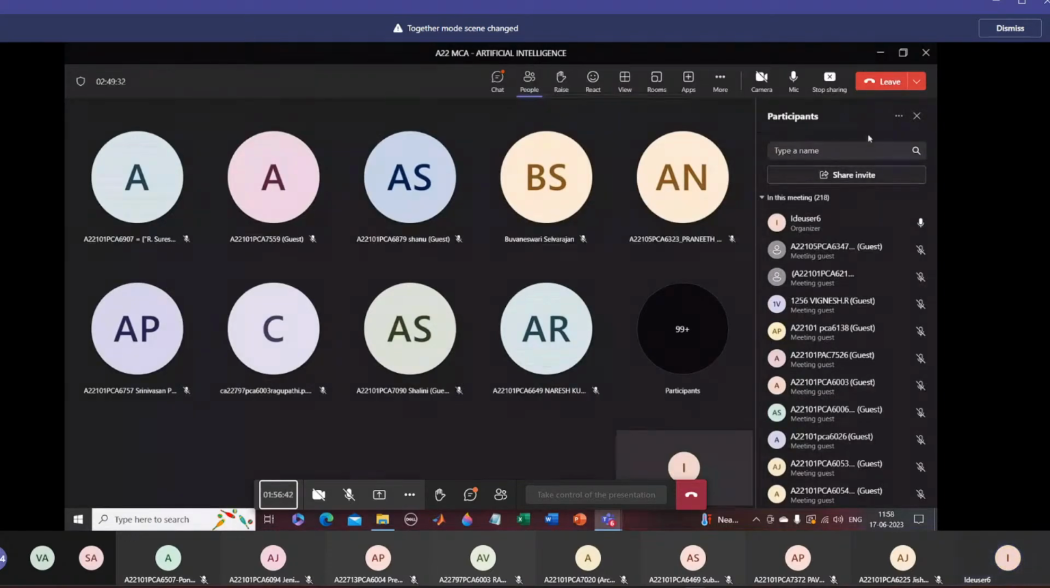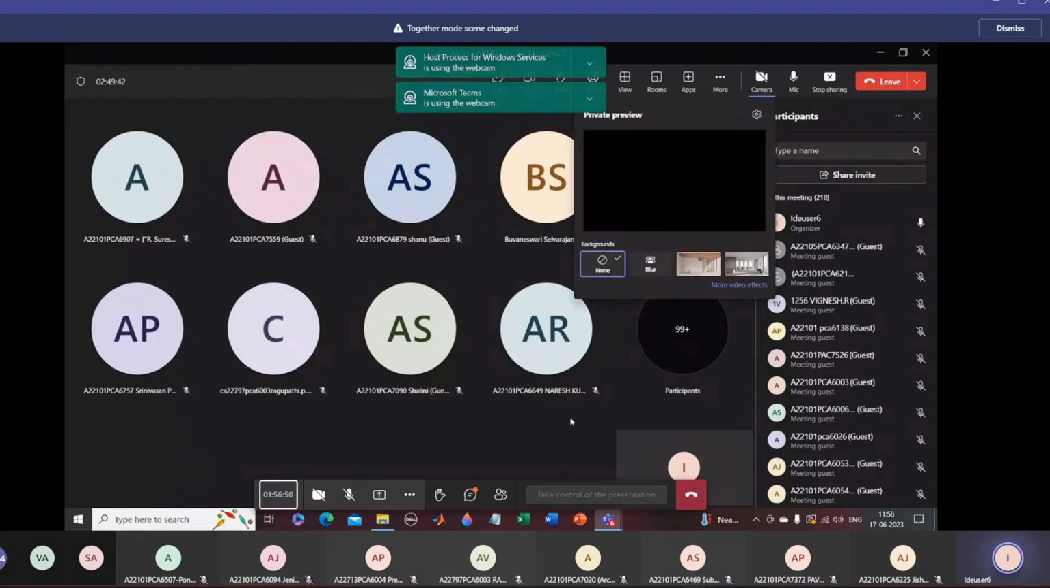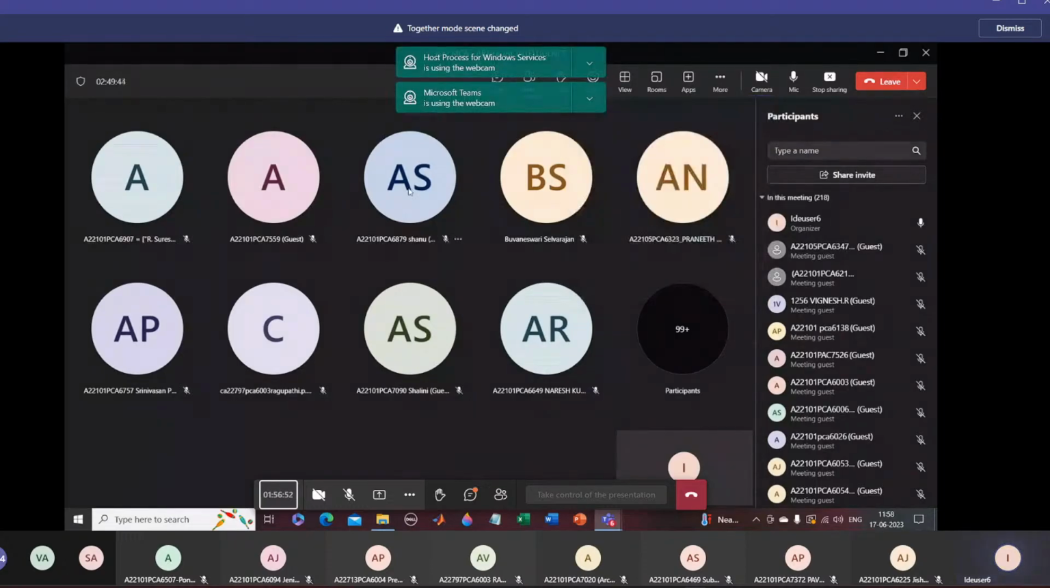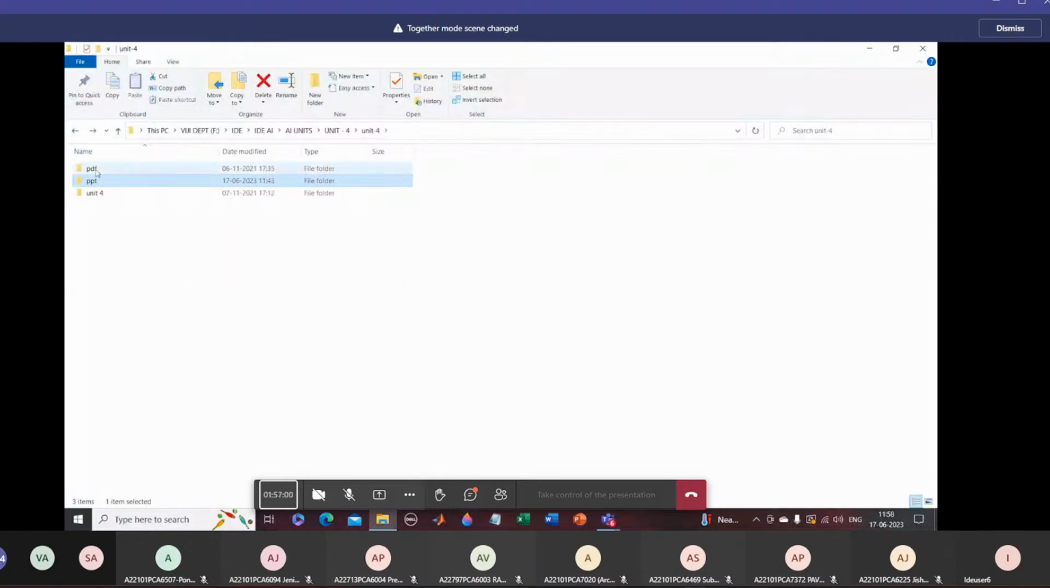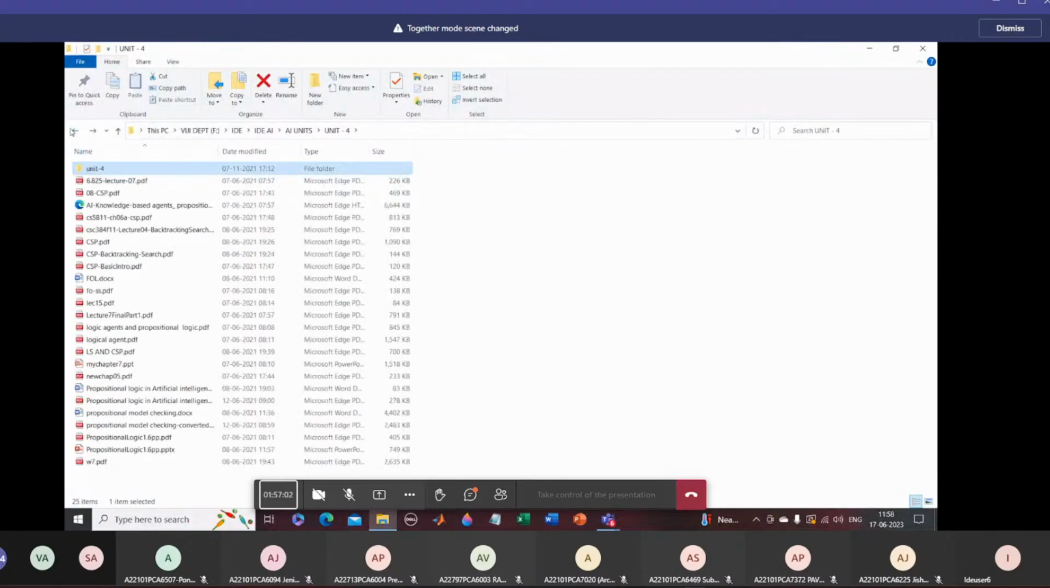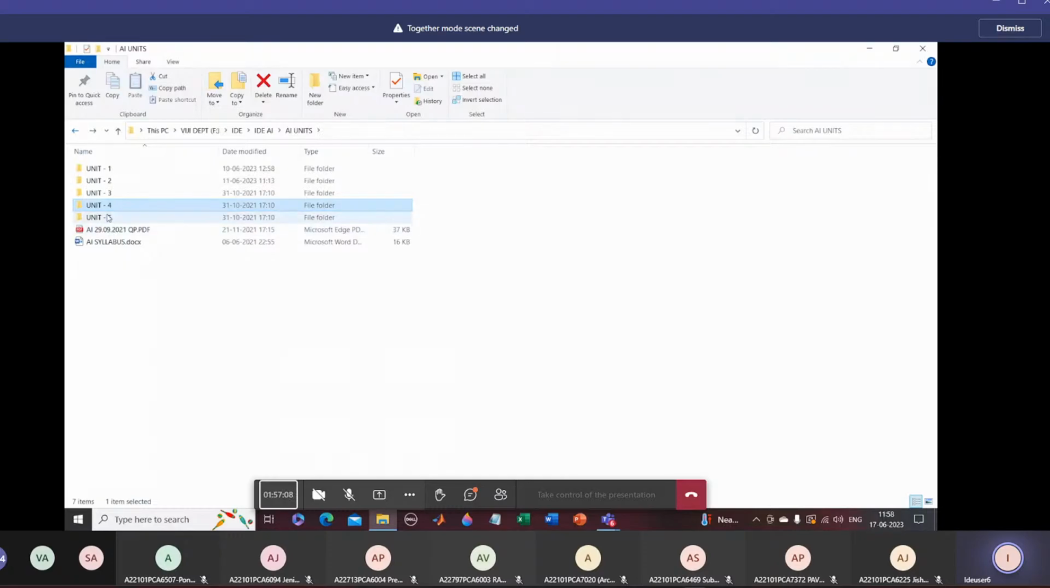Again, or twice or thrice, if you go through it, then you will learn it. Okay. The important question is whether it is forward chaining or backward chaining. And then we'll move into this fifth unit. So again, to the same guy, I'll be sending this fourth and the fifth unit notes.